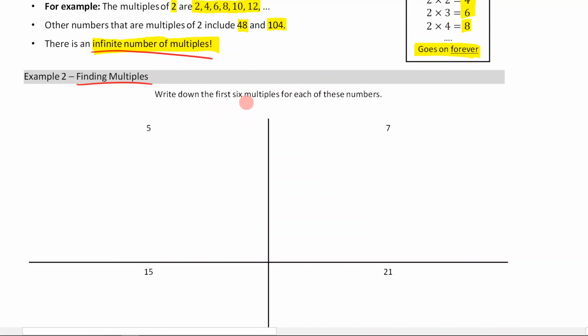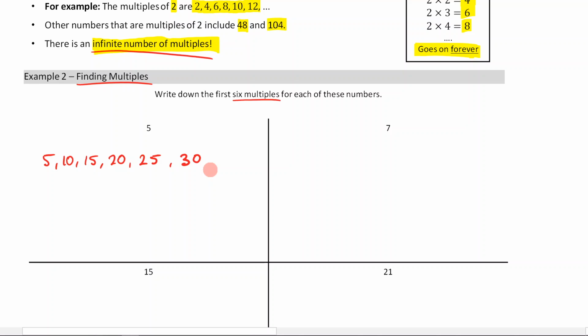Write down the first 6 multiples for each of these numbers. So for 5, it would be 5, 10, 15, 20, 25, 30. And that's 1, 2, 3, 4, 5, 6. They're my first 6 multiples.